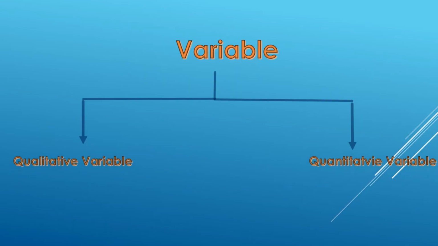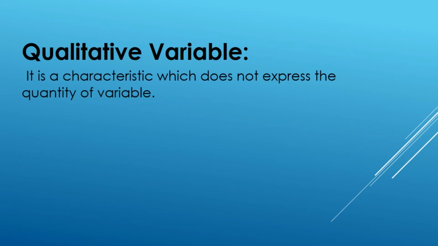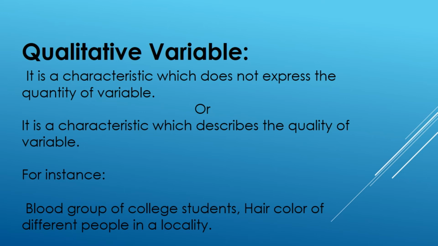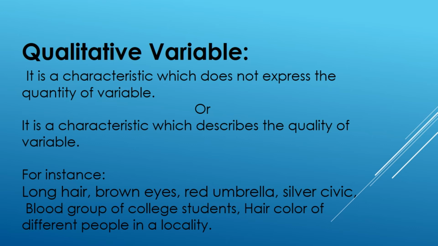Variables are further classified into quantitative variables and qualitative variables. Okay students, now what is the meaning of a qualitative variable? A qualitative variable does not express the quantity of a variable, or it is a characteristic which describes the quality of a variable. For instance, blood group of college students, hair color of different people in a locality, long hair, brown eyes, red umbrella, silver Civic, and many more.